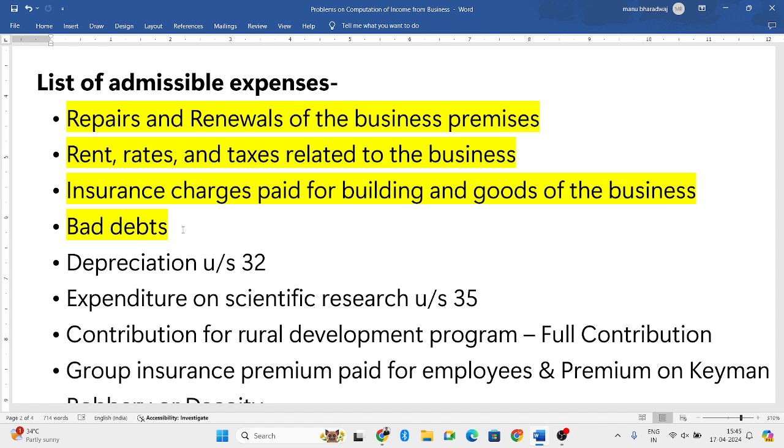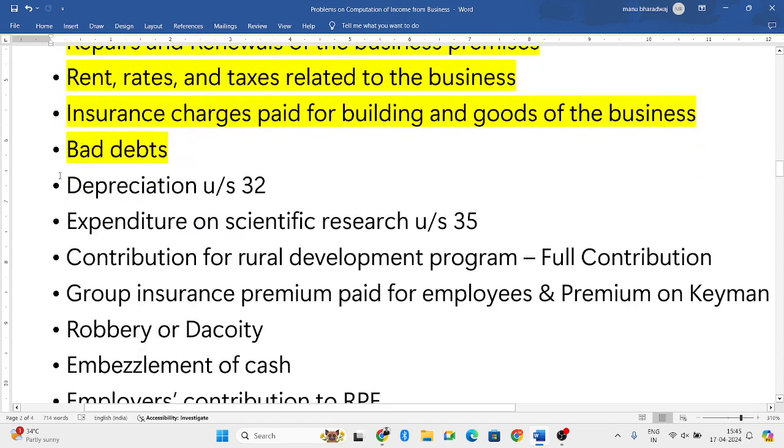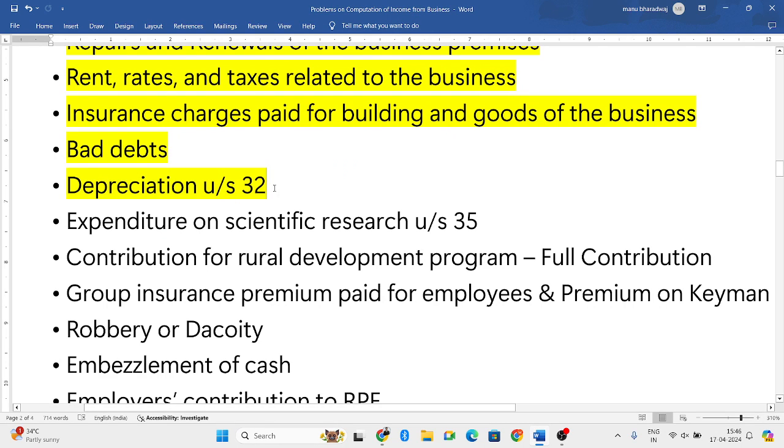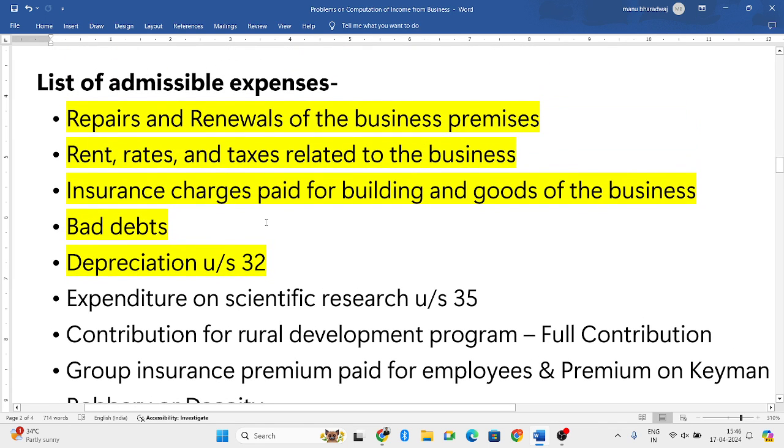So bad debts is an admissible expense. Depreciation under section 32. I have already put the videos regarding depreciation under section 32. So what is that? How to charge a depreciation. I've already explained the theory. You can watch in my playlist. Problems also I'll be starting on that very shortly.